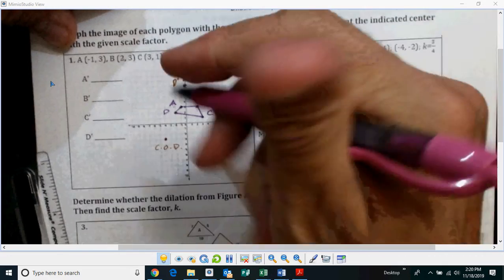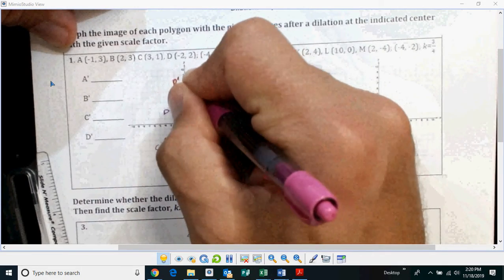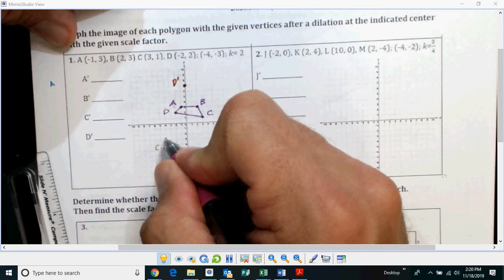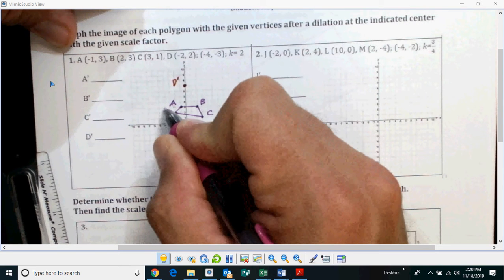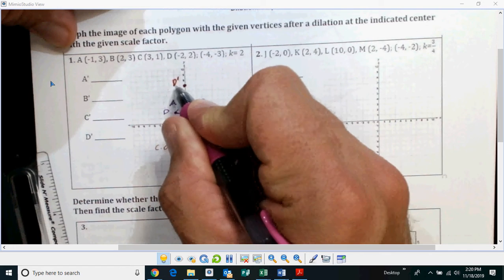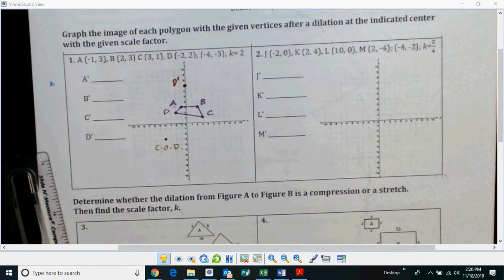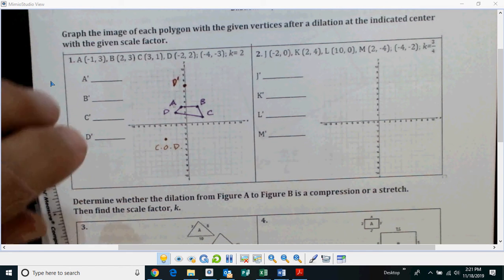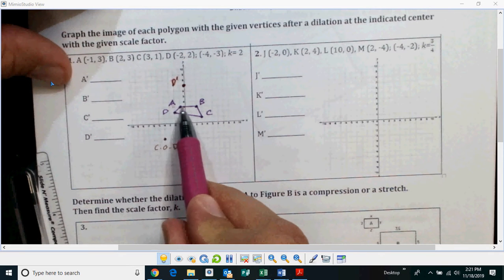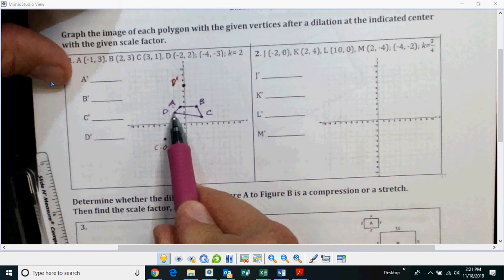Alright, there's D prime. I'm going to do this in pink. So if I count 1, 2, 3, 4, 5, 6, 7, 8, 9, 10, 1, 2, 3, 4. So that's D prime. Center of dilation. Now, I can do that same process with all of the other points, or now that I've got D fixed, I know that all the other points are going to be twice as far away from that same point. So in other words, if I look from D to A, how many units does that go? Up 1 over 1.